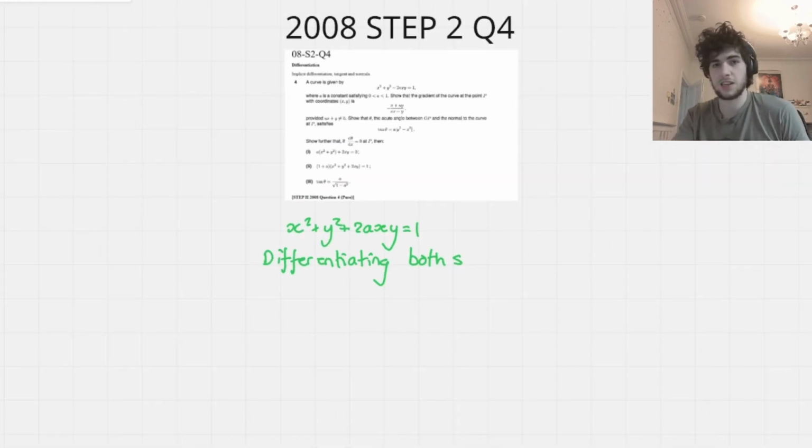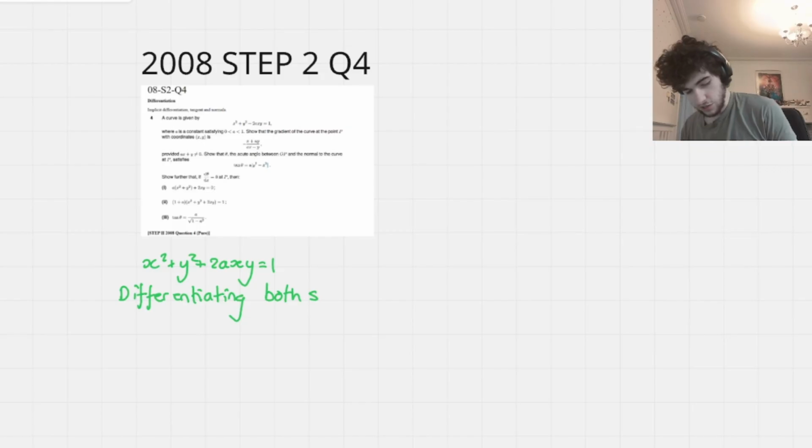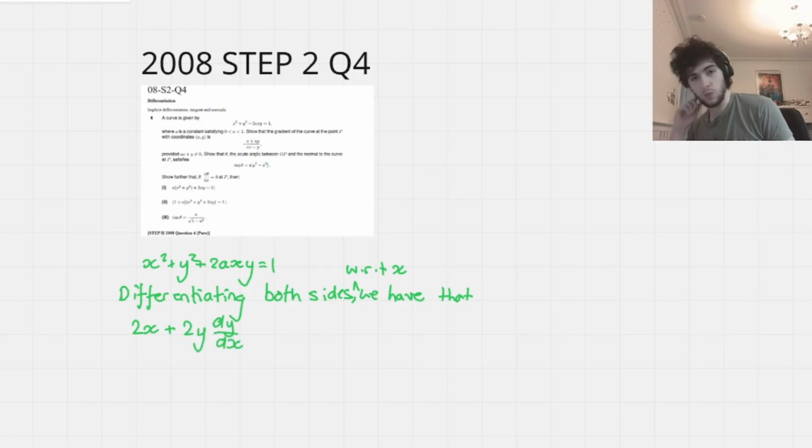Differentiating both sides with respect to x, we have 2x, because the derivative of x squared is 2x. Add the derivative of y squared, which is 2y dy/dx. This is implicit differentiation, and y is a function of x.